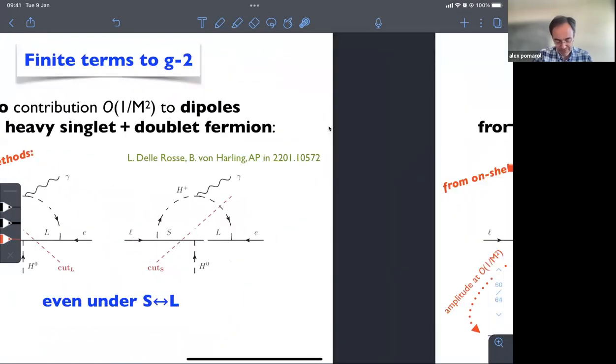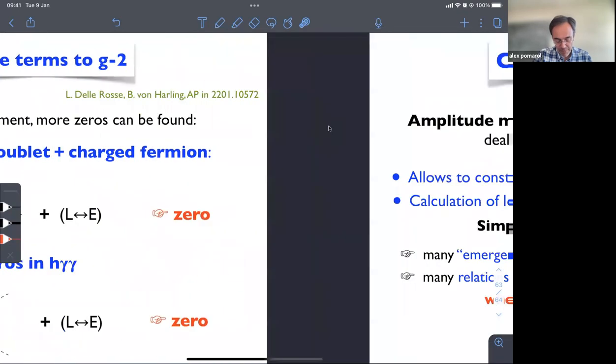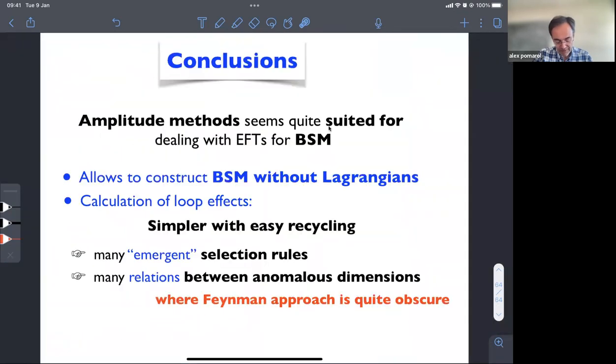And it's also useful to get finite pieces. Not only the RG running and the anomalous dimension, but also finite pieces coming from heavy particles you integrate out. So let me probably conclude.